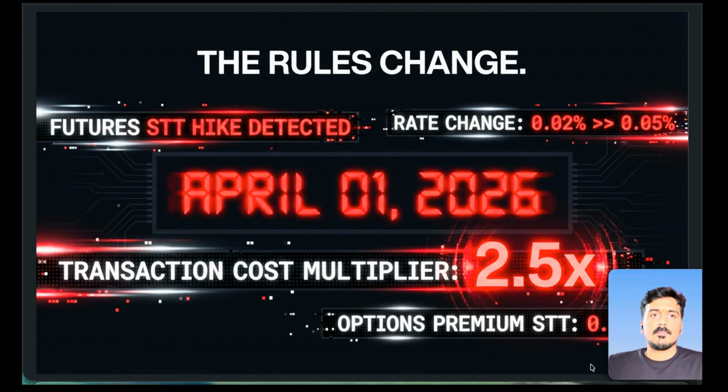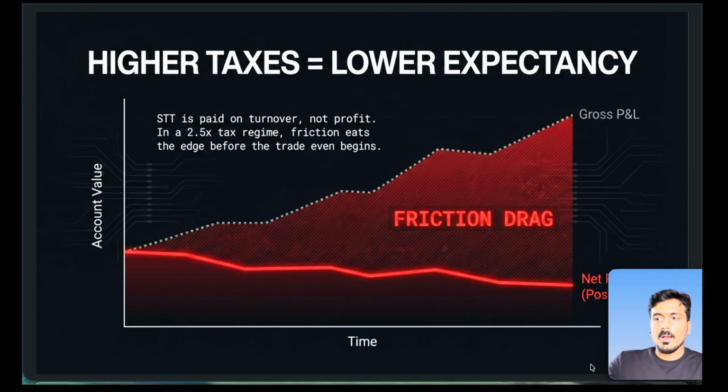We should have a clear image of how exactly this STT is going to affect the traders. Let's say a trader is making 100 trades and is winning on 80 trades and losing on 20 trades. On the 80 trades that he is winning, let's say for example, he is making 3 rupees. On the trades that he is losing, that is 20 trades, he is losing 2 rupees. So he has 80 into 3, that is 240, and then he is losing 20 into 2, that is 40. So he is making 200.